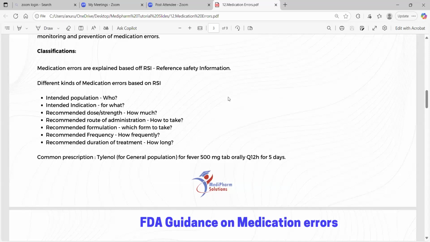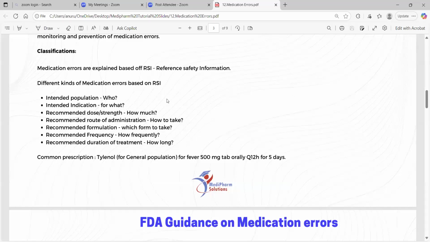Safety information to you guys. Now, there are different kinds of medication errors, which is based on the reference safety information. First of all, the intended population. What is the intended population as an indication for that particular product which you are trying to develop or which is already there in the post-marketing surveillance or post-marketing cases?